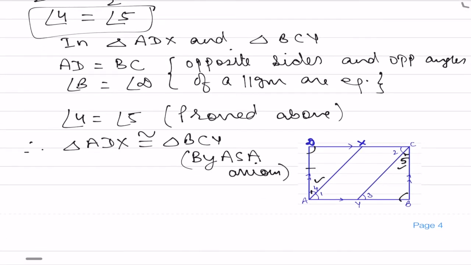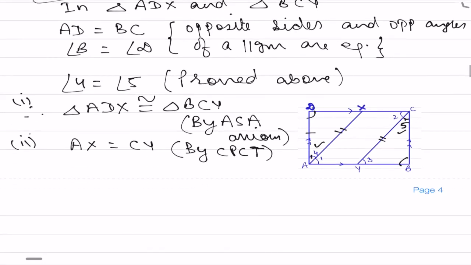So when the triangles are congruent, that means their corresponding sides will be equal. Therefore, triangles are congruent. That means AX and CY both are equal by CPCT. So this was the first part. Second part, now we have to prove AX is parallel to CY.